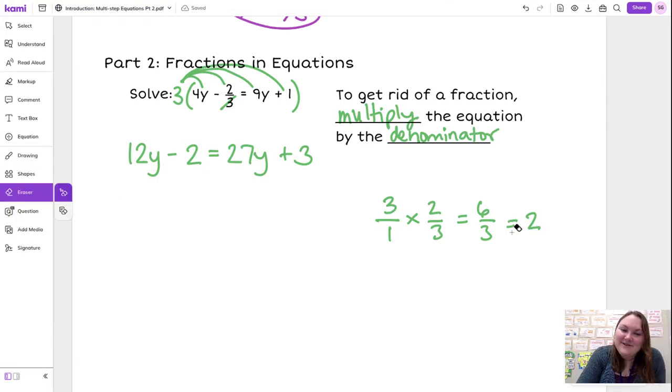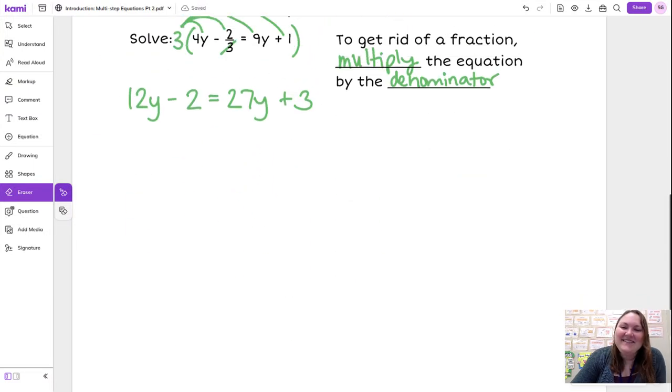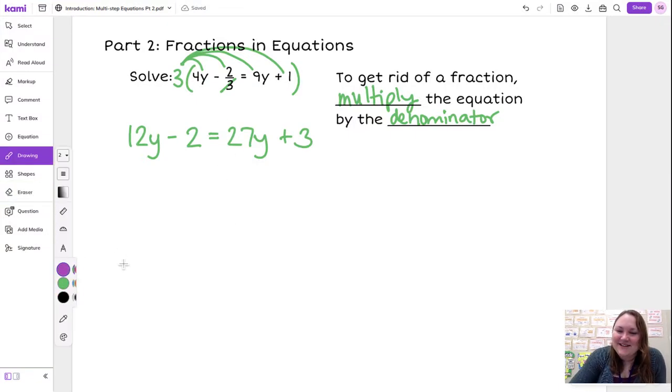And now I have an equation that looks just like the equation above, where we would want to go through the steps of simplifying if we can, moving your variable to one side, and then solving a 2-step equation. Pause the video here and try finishing this equation by going through those last 3 steps we need to solve.